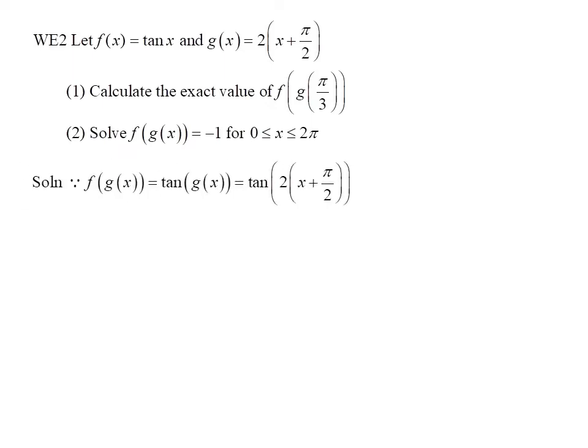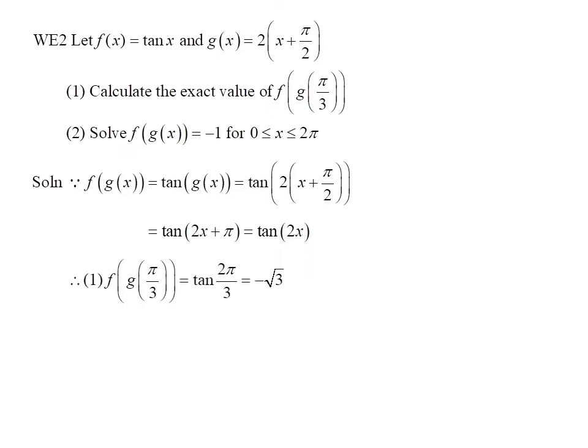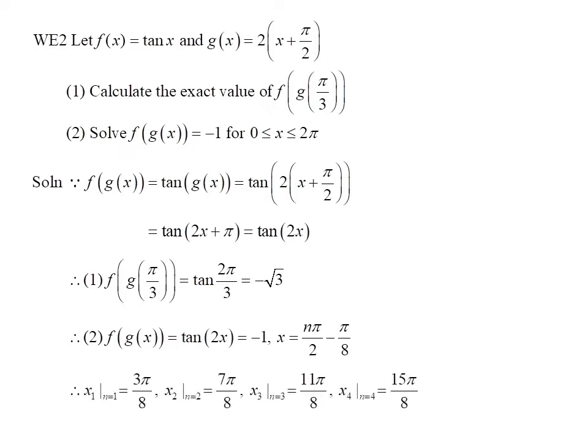Since f(g(x)) equals tangent g(x), which equals tangent 2x after being simplified, therefore f(g(pi over 3)) equals tangent 2 pi over 3, which equals negative square root 3. Since f(g(x)) equals tangent 2x, which equals negative 1, x equals n pi over 2 minus pi over 8, where n is an integer. Hence, x equals 3 pi over 8, 7 pi over 8, 11 pi over 8, or 15 pi over 8.